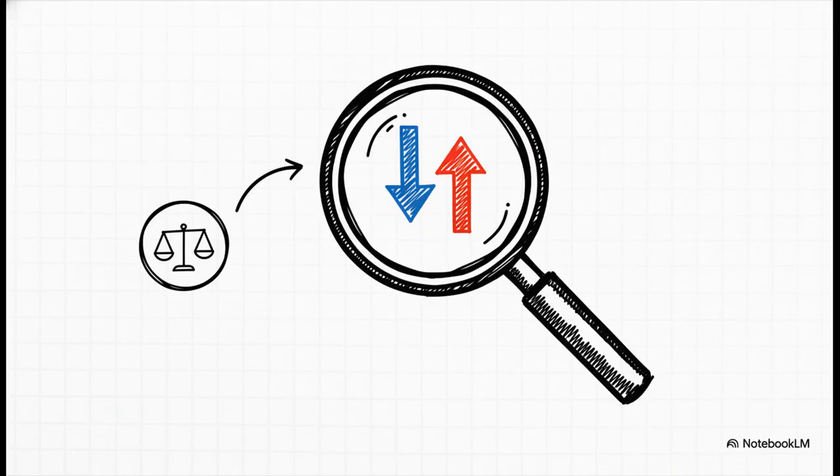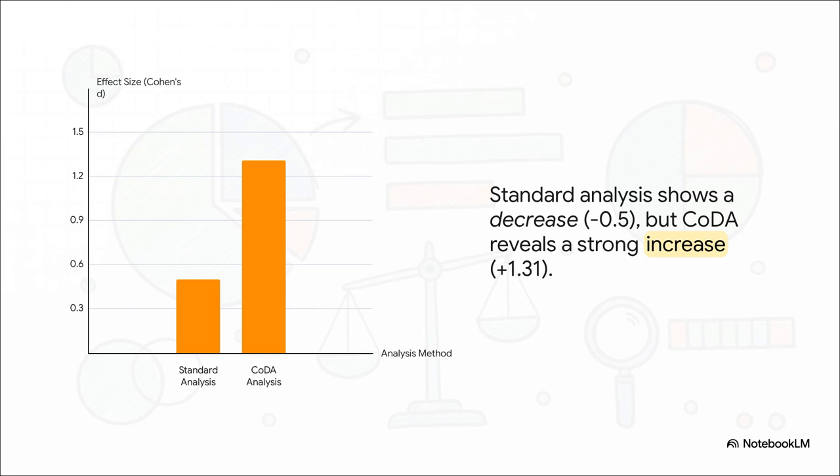All right, so now that we have our secret weapon, CODA, let's go back to that cancer study that started this whole thing and see what happens when we use the right tool for the job. And just look at this. It's a tale of two completely different stories. On the left, the standard analysis shows a decrease, but on the right, the CODA analysis reveals the truth, a huge increase. The conclusion isn't just different, it's the exact opposite.